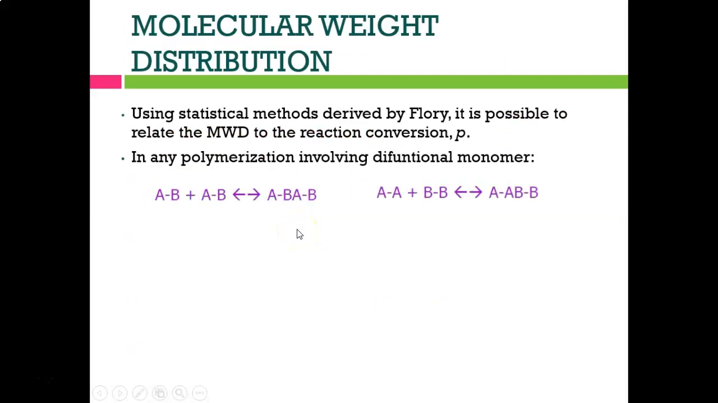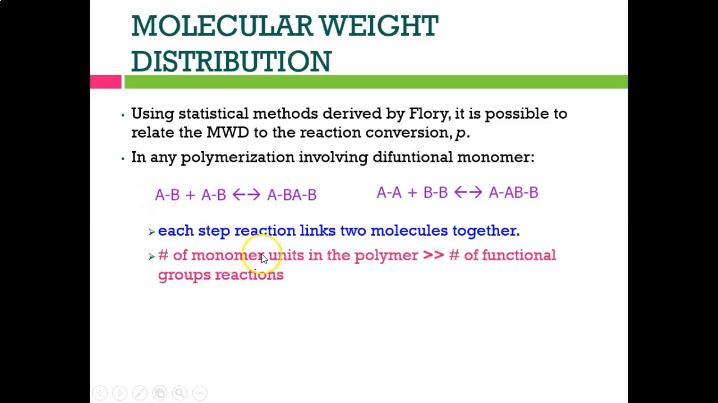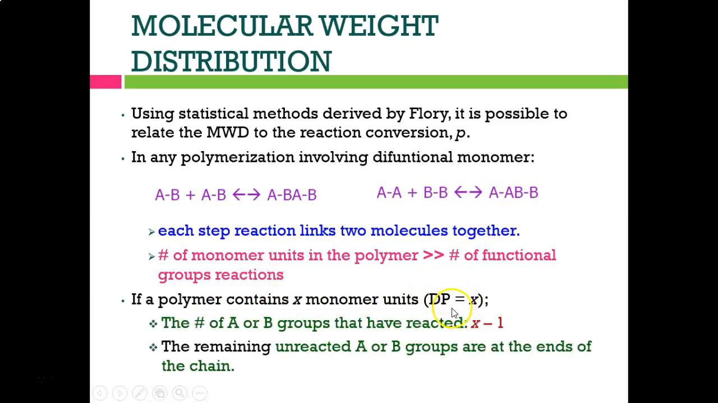Okay. Using MWD, using the statistical method derived by Flory, it is possible to relate the molecular weight to the reaction conversion P. In any polymerization involving a difunctional monomer, which is AB plus AB, ada dua monomer. So each step reaction links two molecules together. So number of monomer units in the polymer is more than number of functional group reaction. So if a polymer contains X monomer units, which is dP equal to X, so the number of A or B functional group that have reacted equal to X minus 1, and the remaining unreacted A or B groups are at the end of the chain. So kita consider macam ni saja, X minus 1 lah.